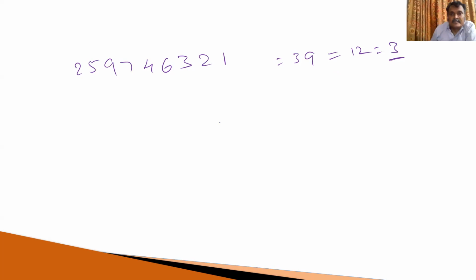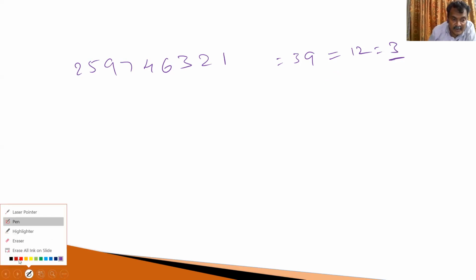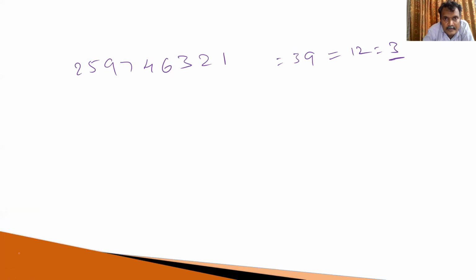Okay, so this is one way. The other way is, all of you listen carefully, just cancel the 9 or sums of 9s. That means 6 plus 3 is 9, cancelled. 5 plus 4 is 9, cancelled. 7 plus 2 is 9, cancelled. So what happened? 2 and 1 are left, so that is equal to 3. This is the digit sum.